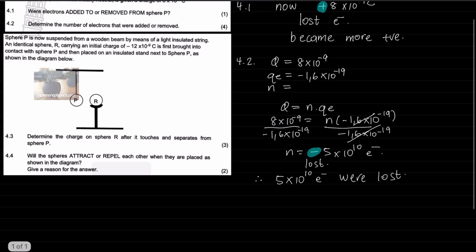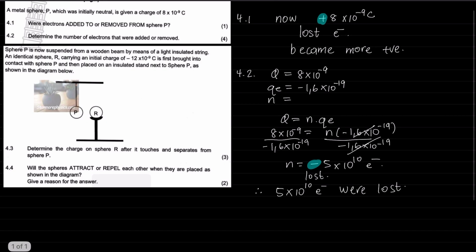Okay, let's move on. Sphere P is now suspended by a wooden beam by means of a light insulated string. An identical sphere R carrying an initial charge of minus 12 times 10 to the negative 9 coulombs is brought into contact with P and then placed on an insulated stand next to P as shown in the diagram below. Determine the charge on sphere R after it touches.